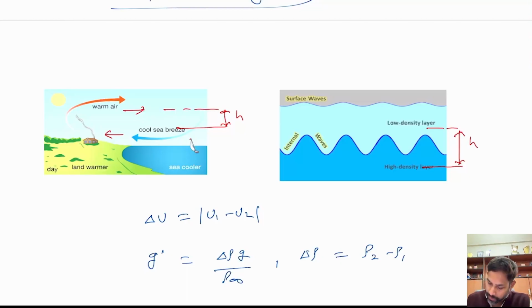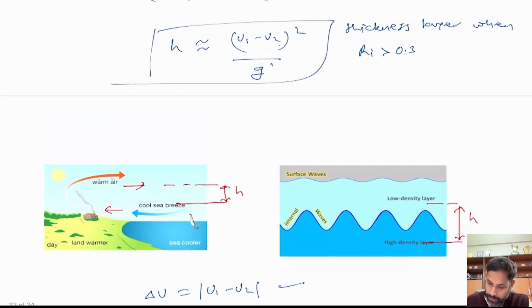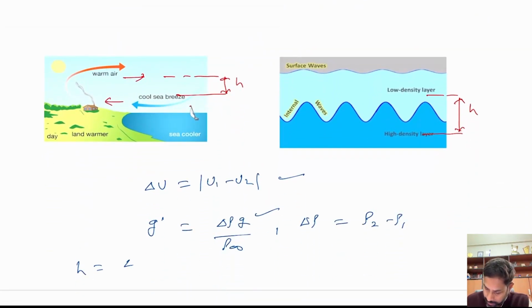All right. So if we know these two values, then we can predict h using this formula, that is delta u square over g prime. Okay. So this can give you this h value, that is the thickness of this mixing layer. Okay. So this is very straightforward and simple.